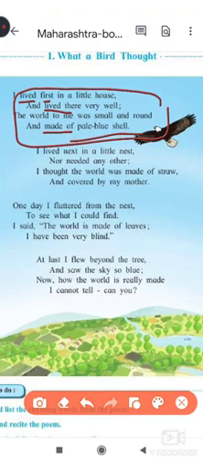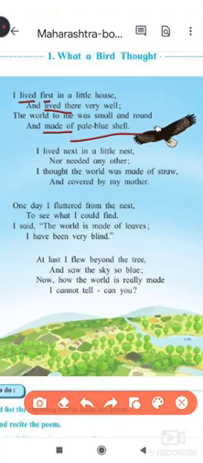Now let us go to the second stanza. I lived. So here also comes the word lived. I lived next in a little nest, nor needed any other. After birth, when he saw that he was surrounded by the nest, and that nest was covered by the mother bird, he thought that the whole world is the nest and mother.